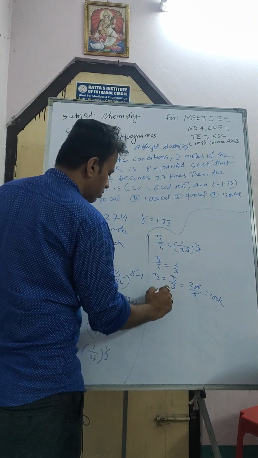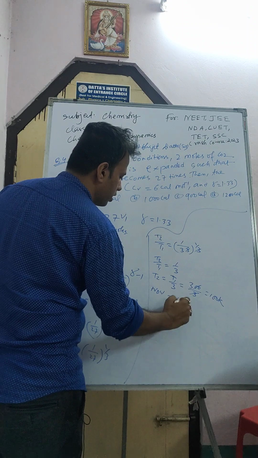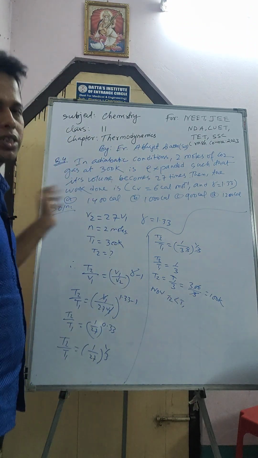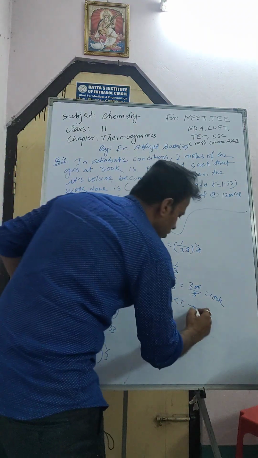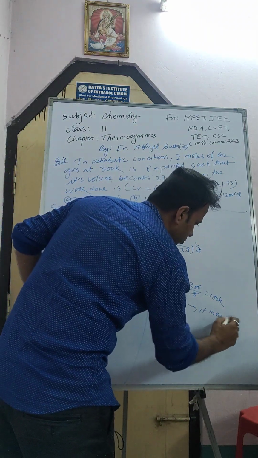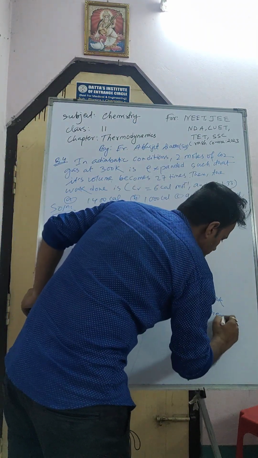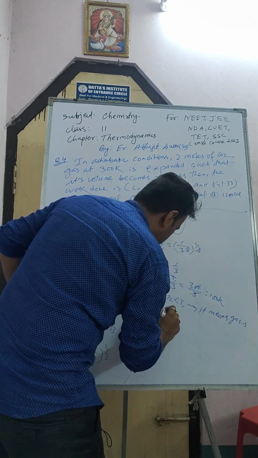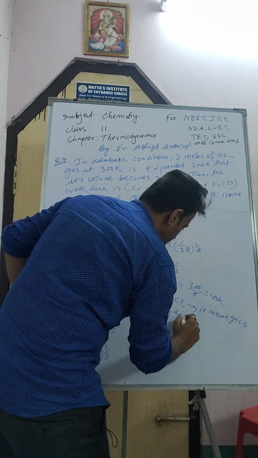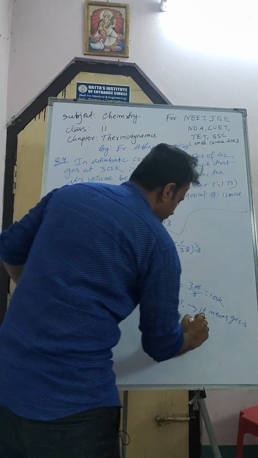Now T2 is less than T1. It means the gas is cooling, due to expansion.